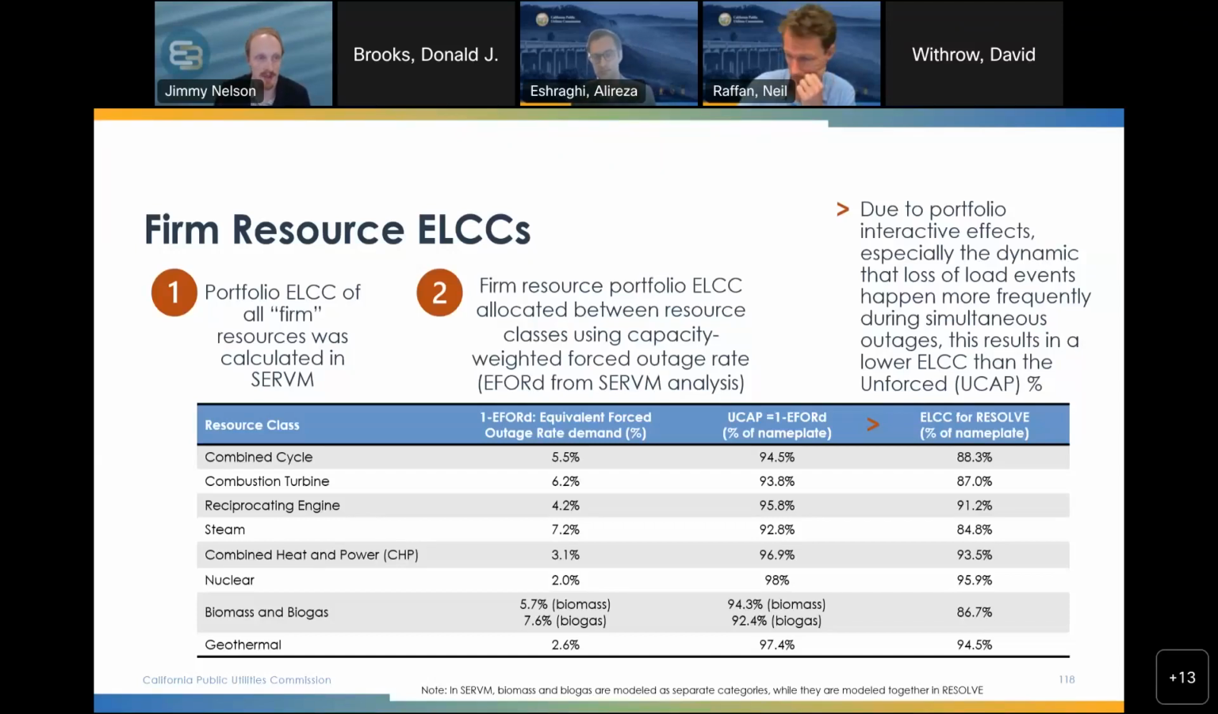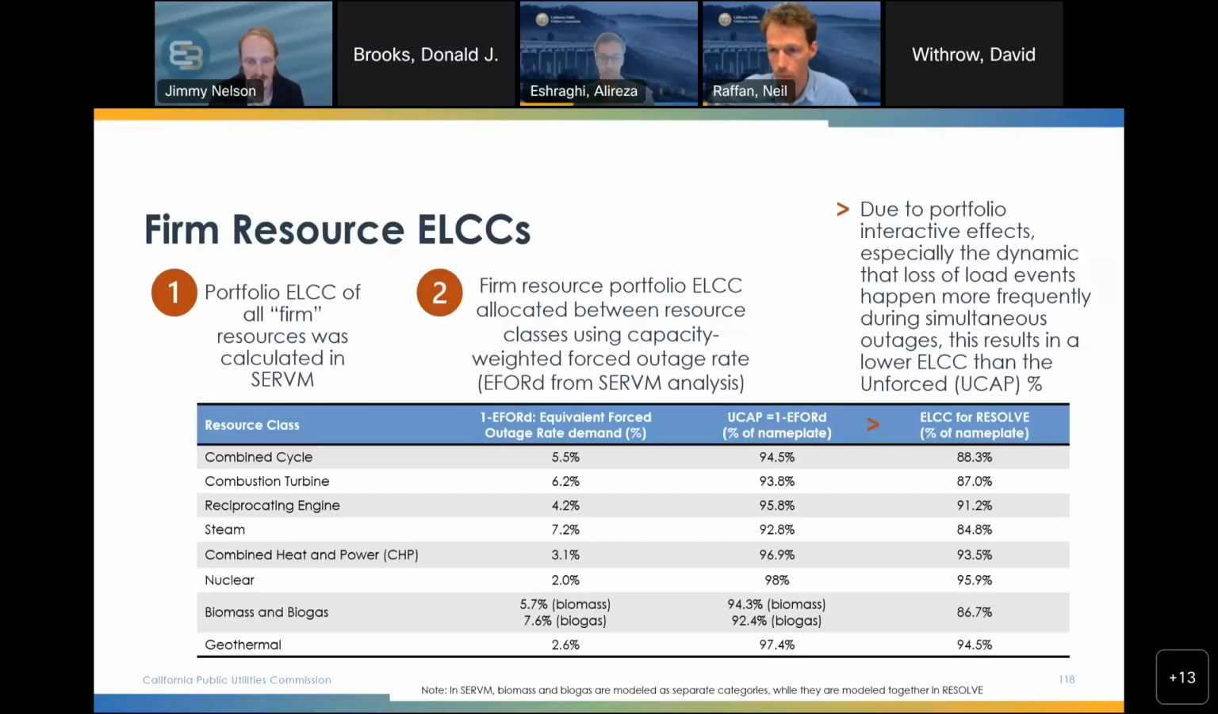They range between the mid 80s and mid 90%. And those values are a little bit lower than the UCAP or unforced outage column, which has typically been thought of as an approximation for the perfect capacity equivalent of firm resources, in part because Astrape has noted that frequently loss of load events happen during periods when there are a bunch of simultaneous outages.